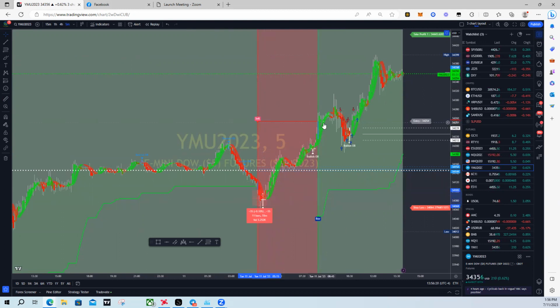Then you have the buy here. It came down a little bit back to the order block, but then it went further into profit. This buy gave you 140 points times 5. That's $700 profit in roughly 30 minutes to an hour. So that's the power of utilizing the tools and trading futures.